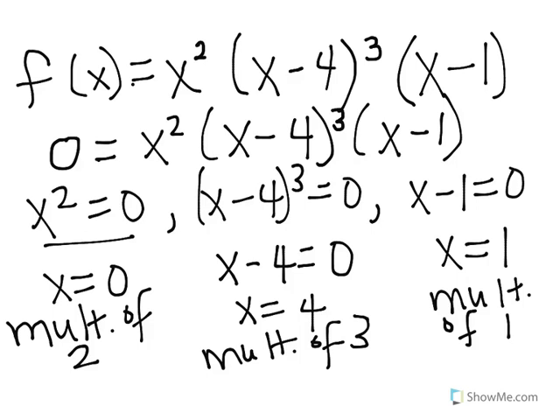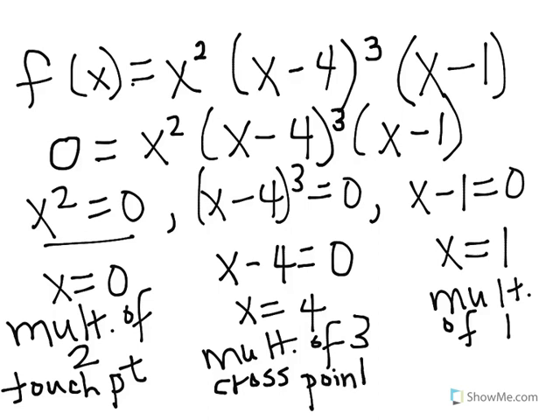So our first zero, which is 0, will be a touch point because it has an even multiplicity. Our second zero has a multiplicity of 3, so it's odd. So it's a cross point because it's an odd multiplicity. And then the third zero has a multiplicity of 1, so it is also a cross point. So I have 2 cross points and 1 touch point.